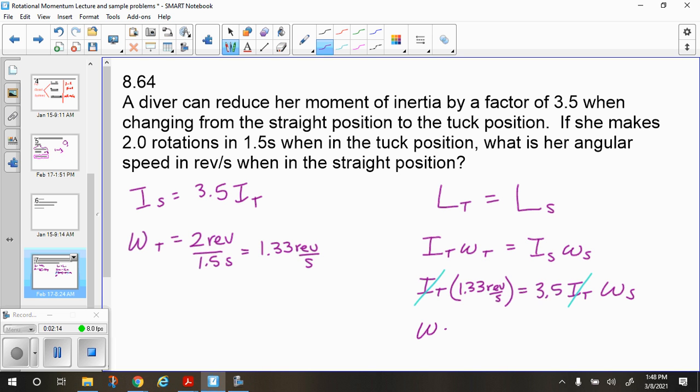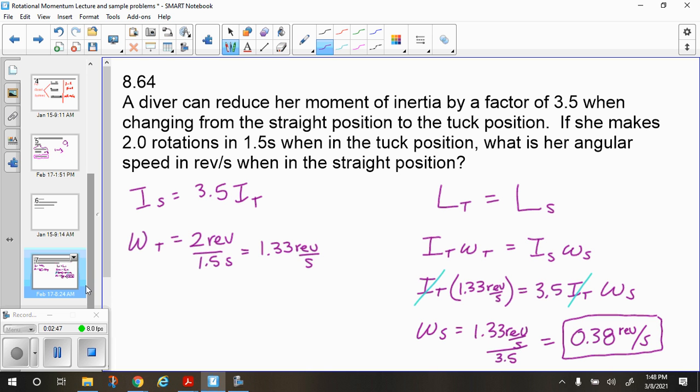Then we can just solve for the angular velocity of the straight position, which is 1.33 revolutions per second over 3.5, and that gives us 0.38 revolutions per second. And that should make sense, that the angular velocity decreased because the rotational inertia increased. When you multiply them together, they have to be the same value as in the beginning. So there's one example. Let's do one more.